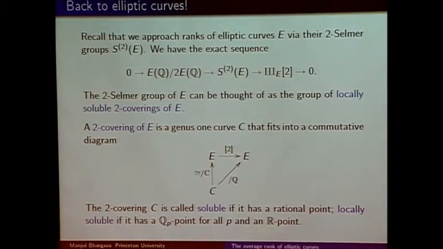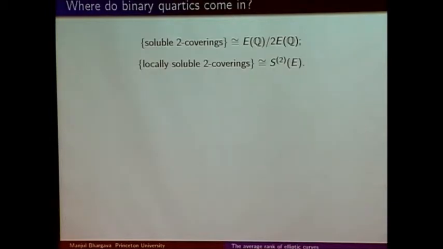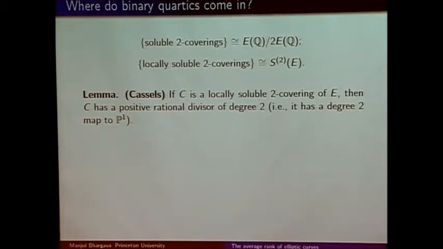So that's the way we explicitly think of the two Selmer group: as locally soluble two coverings. Soluble two coverings, it's easy to see, correspond to E(Q) mod 2E(Q). And the locally soluble ones are the two Selmer group. This is the classical way that people did two descent, as developed by Cassels and Birch, Swinnerton-Dyer in their computations. When they did their original computations, this is how they computed two Selmer groups, by modeling them as locally soluble two coverings.